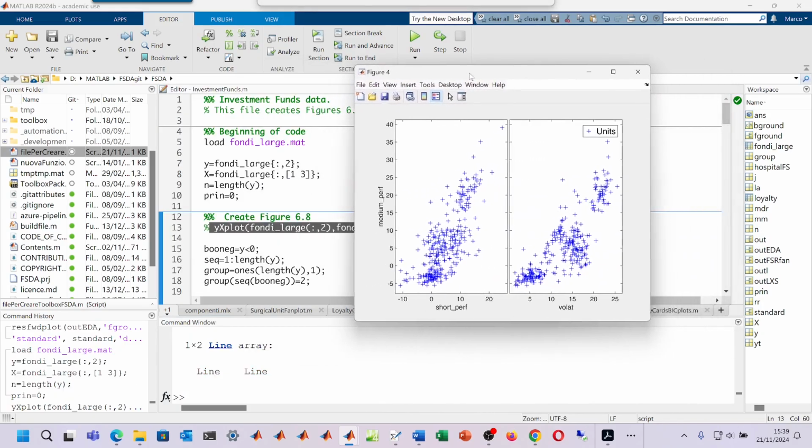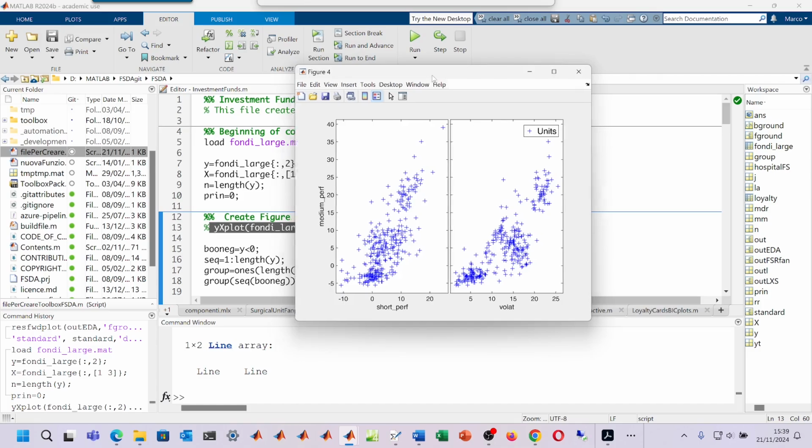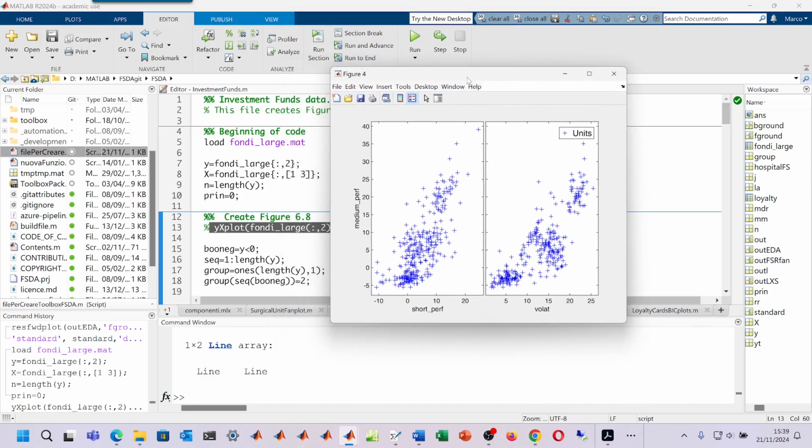Let us move now to the third example, which is the one referred to the investment funds data. The purpose of this is to relate the medium-term performance of 309 investment funds to two indicators. Of these funds, 99 have negative performance, so we have to extend our modeling of the transformation. The data come from an Italian newspaper.